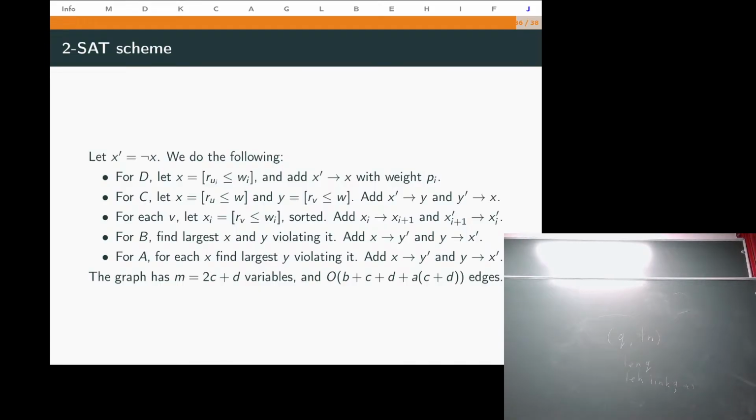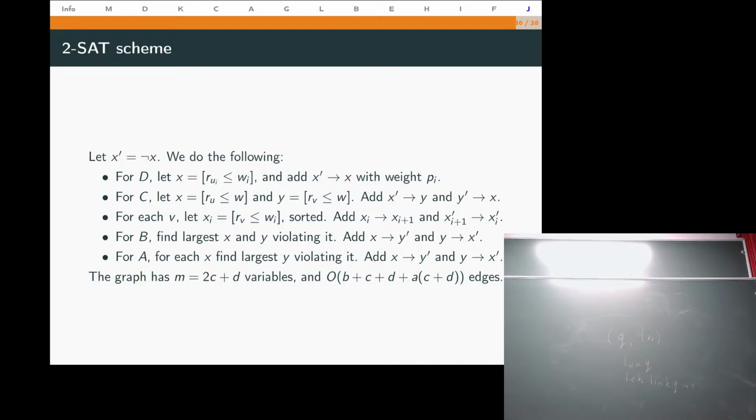Now what we can do further is, for every vertex V, look at all paths that we created previously, so that x_i must be less or equal than some amount w_i.